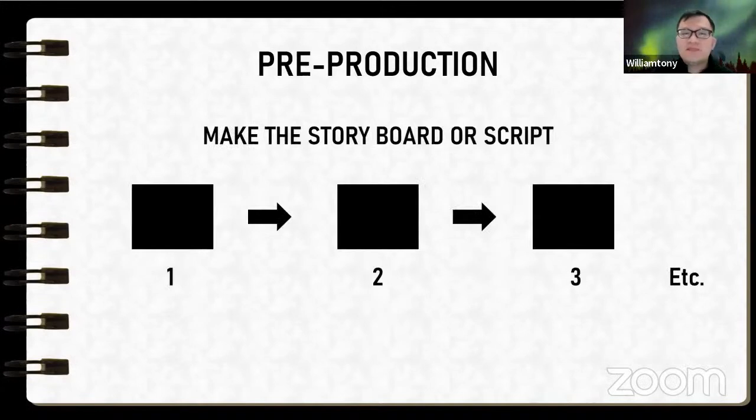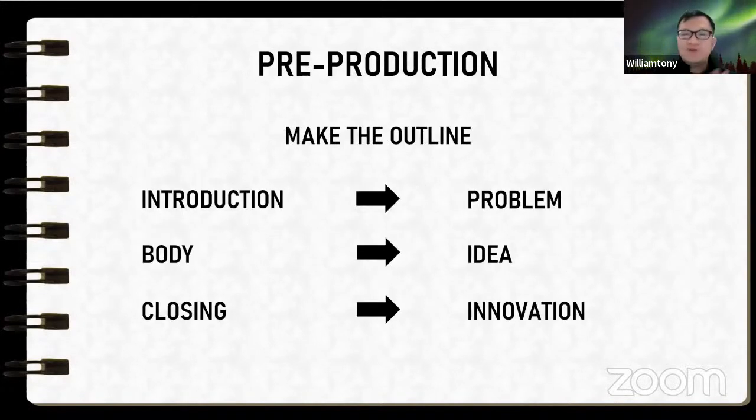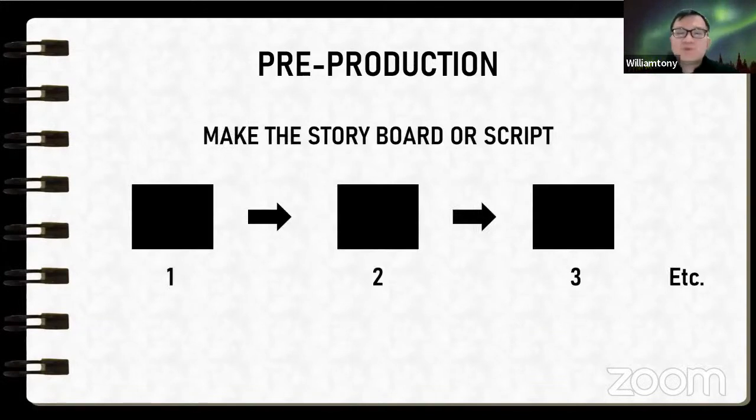After that, we can make the storyboard or script. After we make the outline, we know where the goal is. We know what the target is. We know who our target market is. And we can make the storyboard or script.